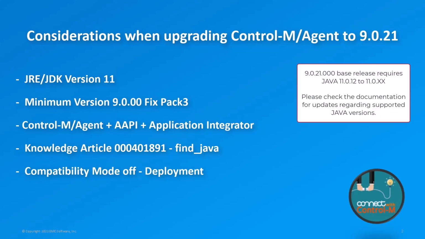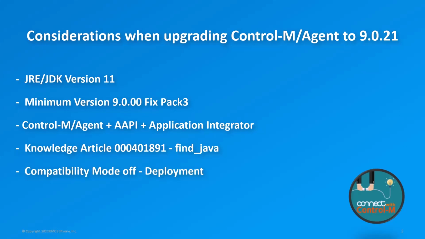First, we need to bring our own JRE version 11. This will need to be available in the Control-M agent machine and its path defined, as we will see in the demo. To upgrade to version 21, the minimum version required is version 9 Interface Pack 3. With the new Control-M Agent version, it includes the Automation API and the Application Integrator. In case you have installed the application pack in the Control-M Agent, the Application Integrator will be upgraded as well.